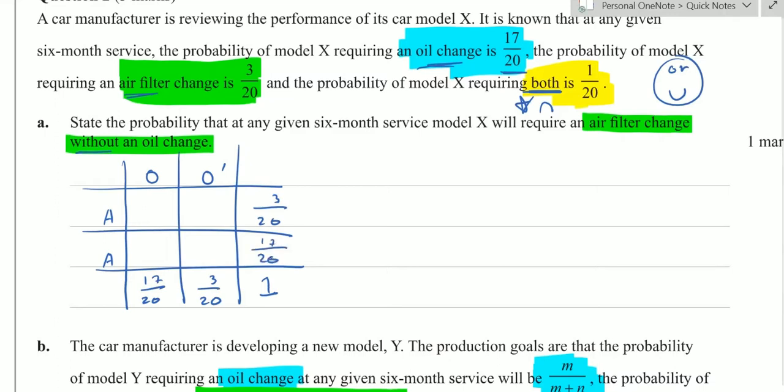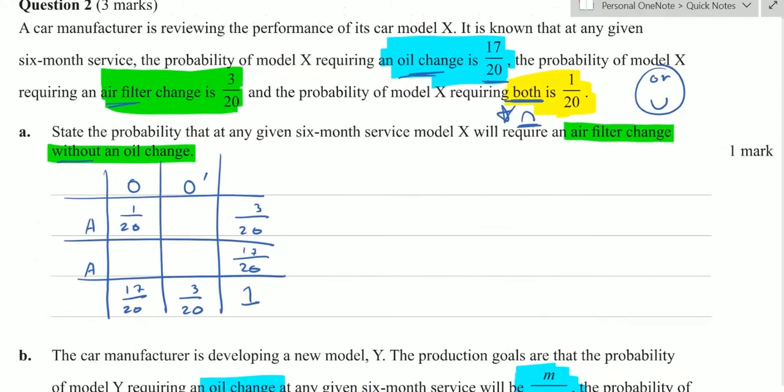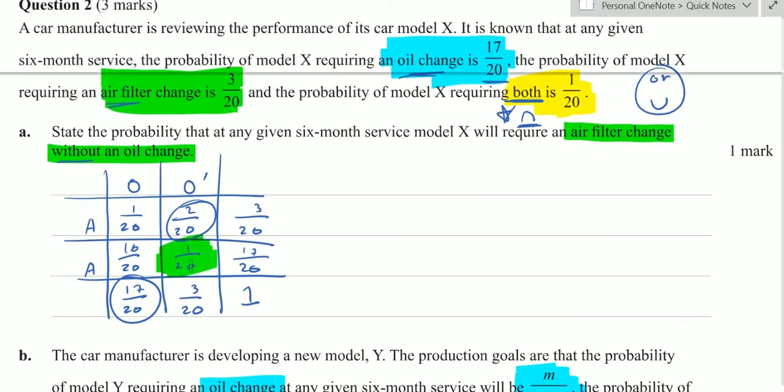And then it says the probability of both is 1 on 20. Again, like I said before, both is intersection. So intersection is this box, and it's 1 on 20. This is why reading time is important, because if you don't read the question, you might waste time and fill in the rest of this. But you don't actually need to. You only really needed to fill in this box and this box, because what you're trying to find is air filter without an oil change. So that's this one.